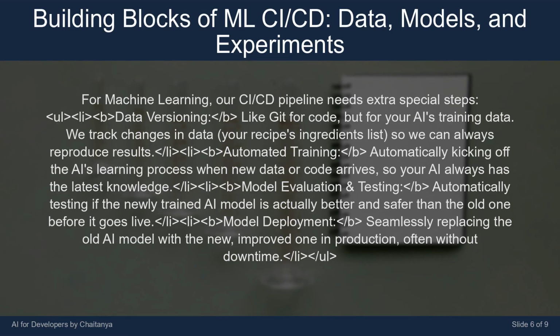Data versioning. Like Git for code, but for your AI's training data, we track changes in data, your recipe's ingredients list, so we can always reproduce results. Automated training. Automatically kicking off the AI's learning process when new data or code arrives. So your AI always has the latest knowledge.